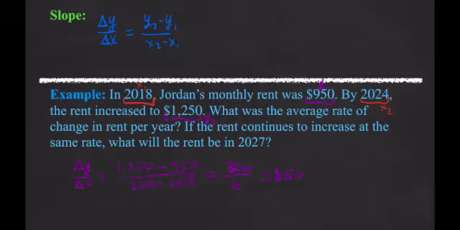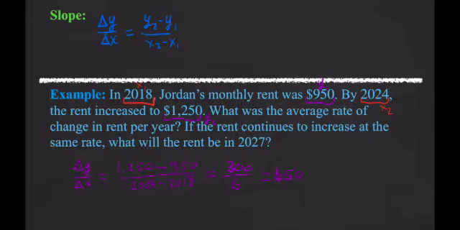For every year that she's living in that house and paying rent, she's paying $50 extra for that year. So 2018, she'll be paying that $950. 2019, she'll be paying $1,000. 2020, she'll be paying $1,050, and so on, until you eventually get to that $1,250 in 2024. So the average rate of change is about $50 more each year.